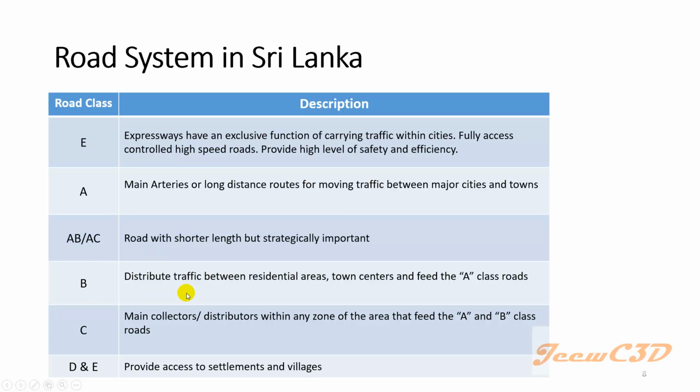So B class roads are within a province. Especially these E, A, AB, AC and B class roads are governed or maintained by the Road Development Authority, and then the C-class roads are maintained by the Provincial Road Development Authority, or we call them PRDA. Then D and E-class roads are the small roads which we use to access our homes or villages. So the accessibility will be increasing downwards, but mobility will also decrease downwards. So going upwards, you will see mobility increases and accessibility decreases.